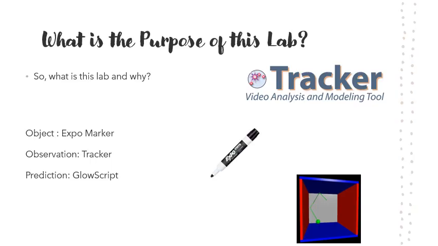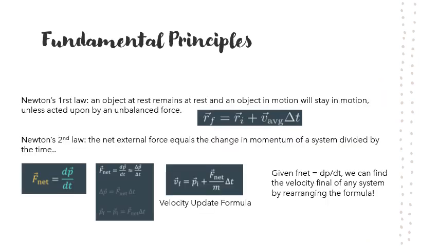So, what is the purpose of this lab? Well, the purpose of this lab is to understand Newton's first and second law of motion. We will compare a computational model, GlowScript, and an observational model, Tracker, of an expo marker traveling in one direction. We then will observe that there is a difference of result between the two models and brainstorm as to why. So the two fundamental principles of this lab are Newton's first and second law.